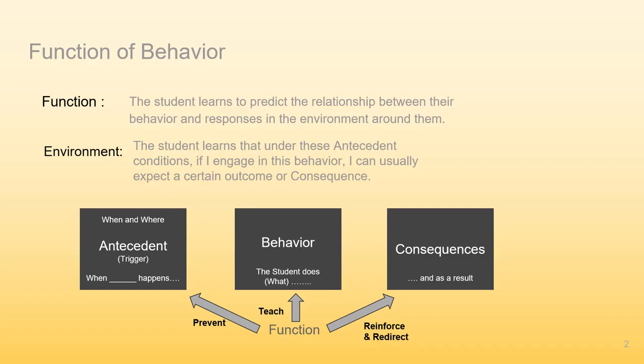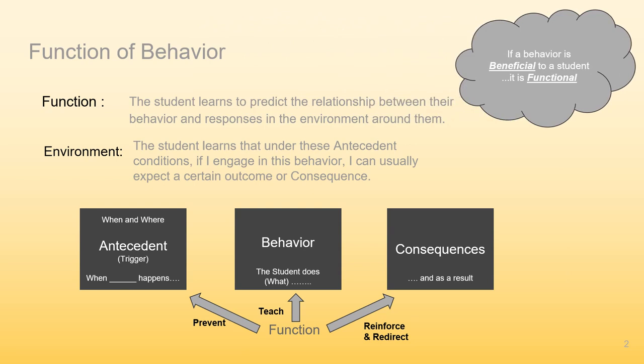If the consequence is beneficial to the student, it is functional, and the student is likely to engage in that behavior again under similar conditions in the future. When it comes to intervention planning, the function of student behavior will be used to guide us in selecting effective interventions to prevent problem behavior, identify and teach an appropriate replacement behavior, and determine ways to effectively reinforce positive behavior and redirect problem behavior. I'm going to give you a moment to look at this slide.